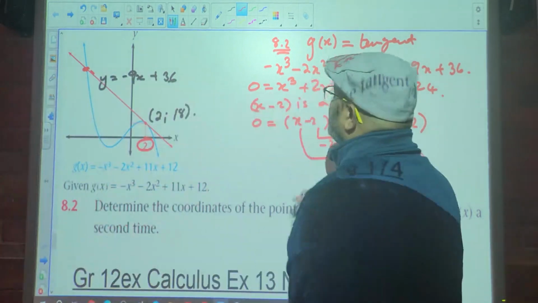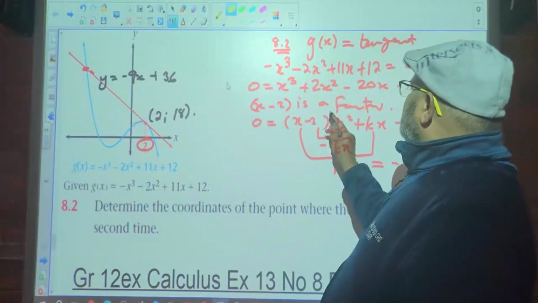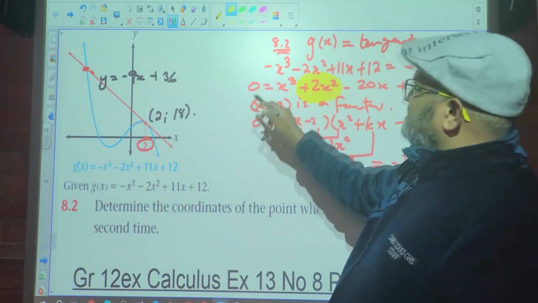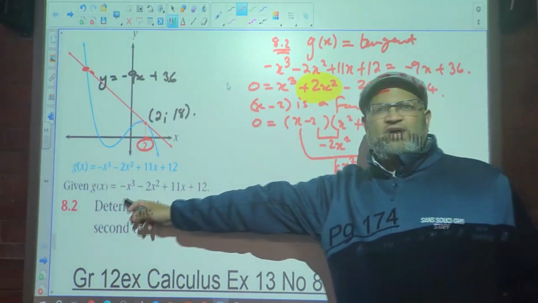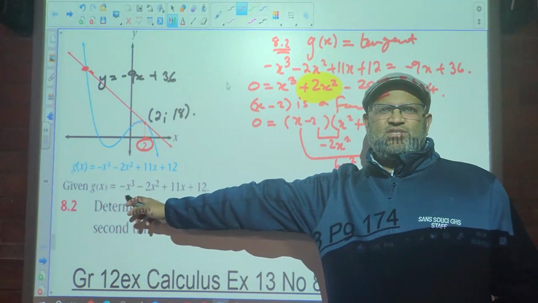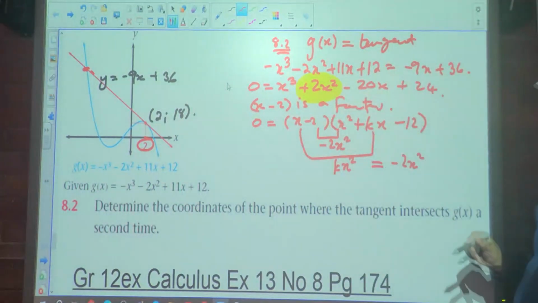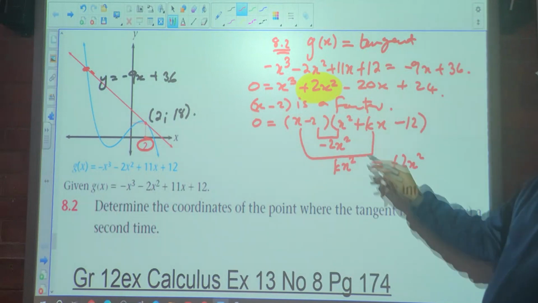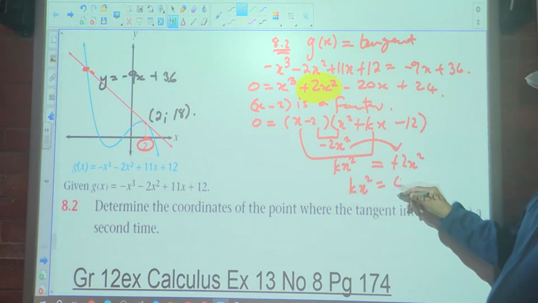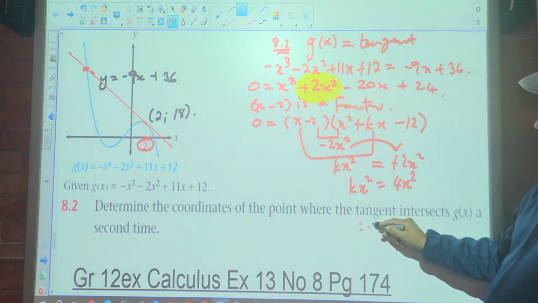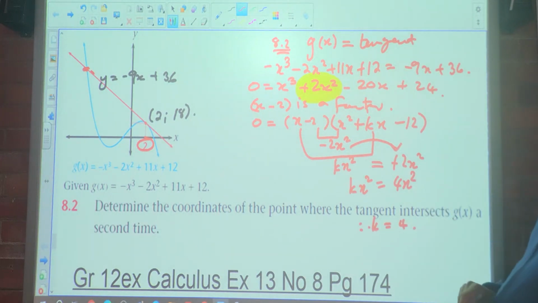I should be looking here. I should be looking there. Why? Because there we are already dividing by negative. Can you see that? So we need to look there. It will be equal to 2. So if I take that over the equal sign, kx squared has to be equal to 4x squared. Therefore, k is equal to 4.